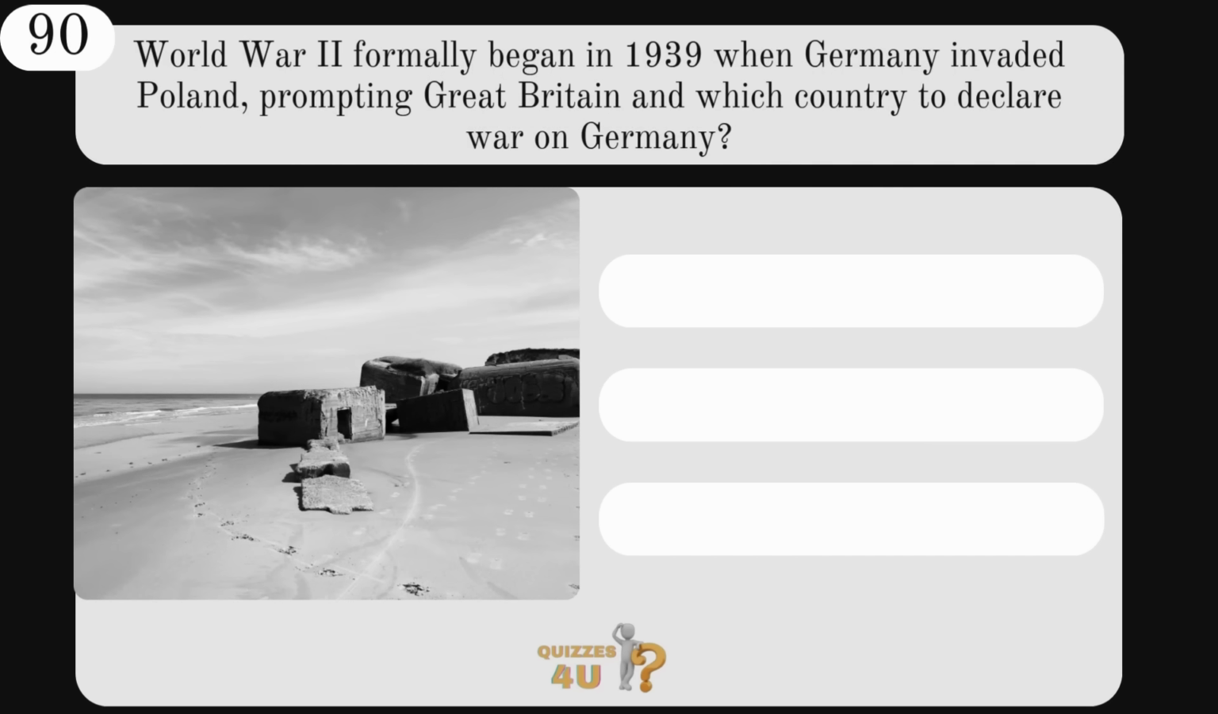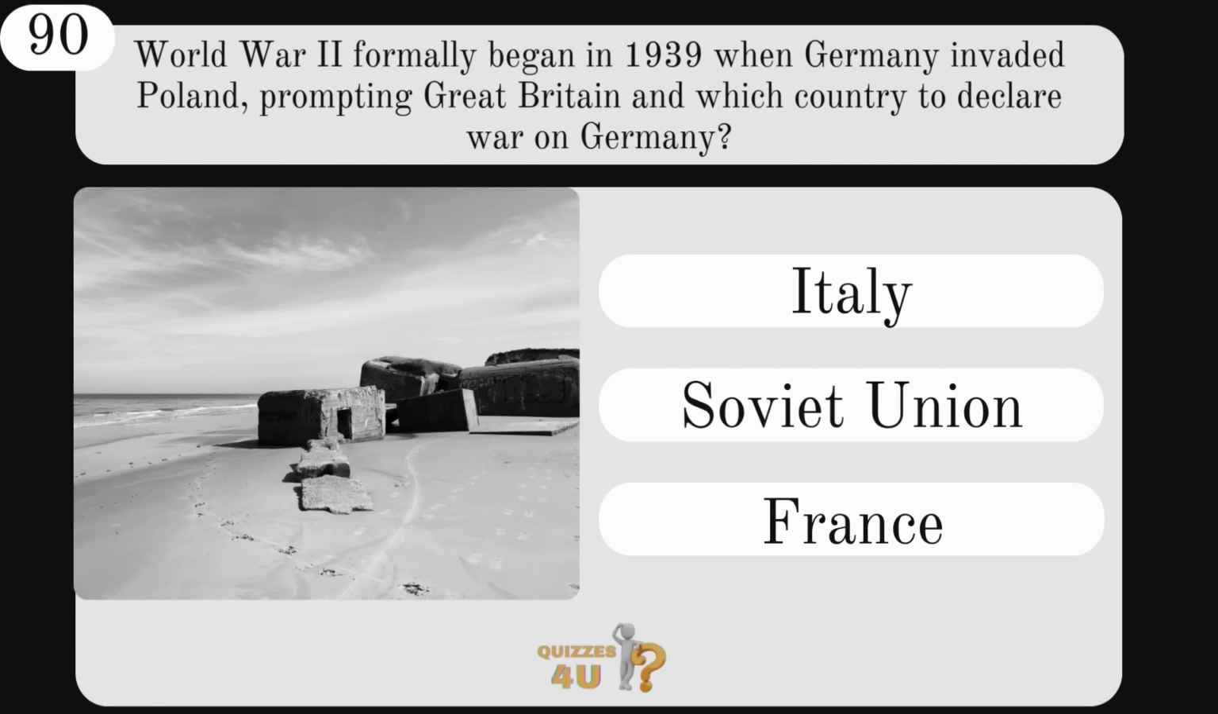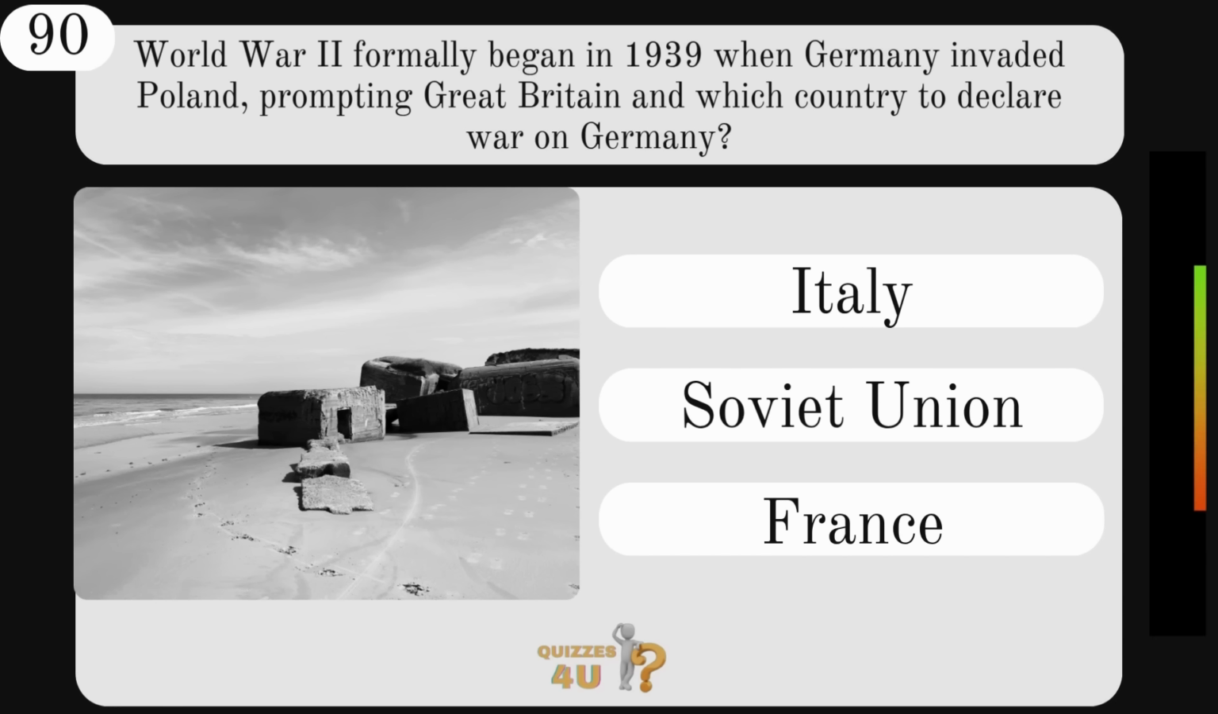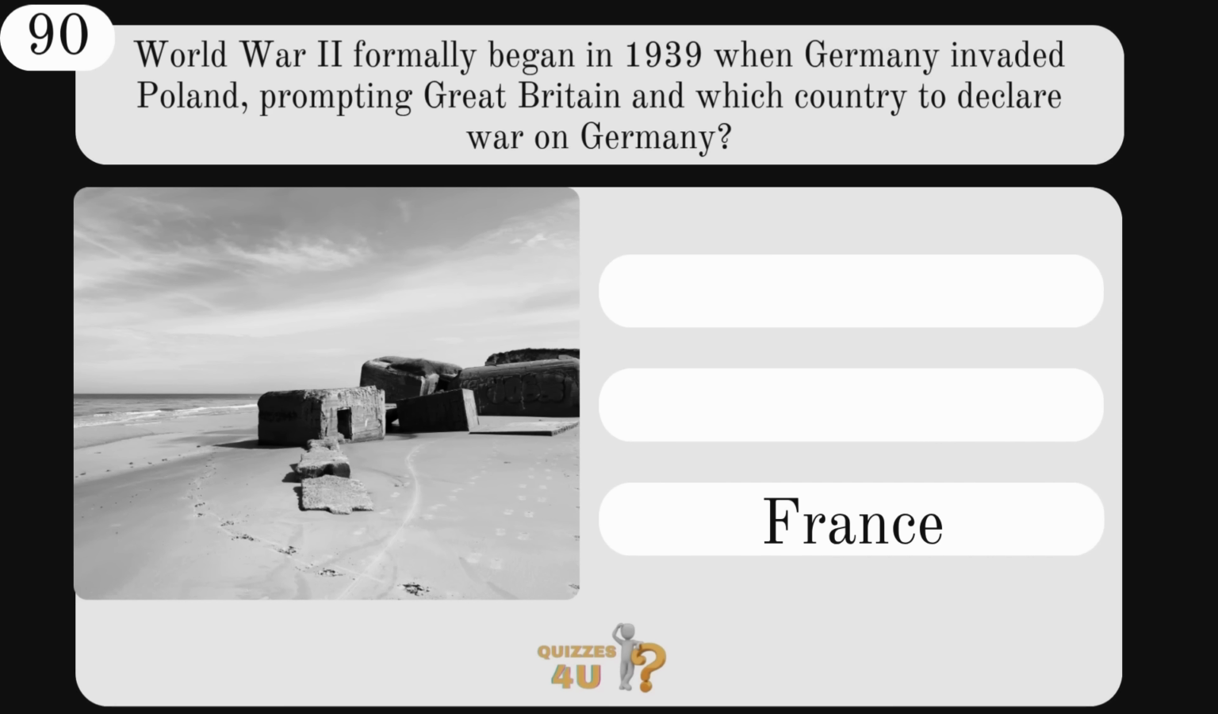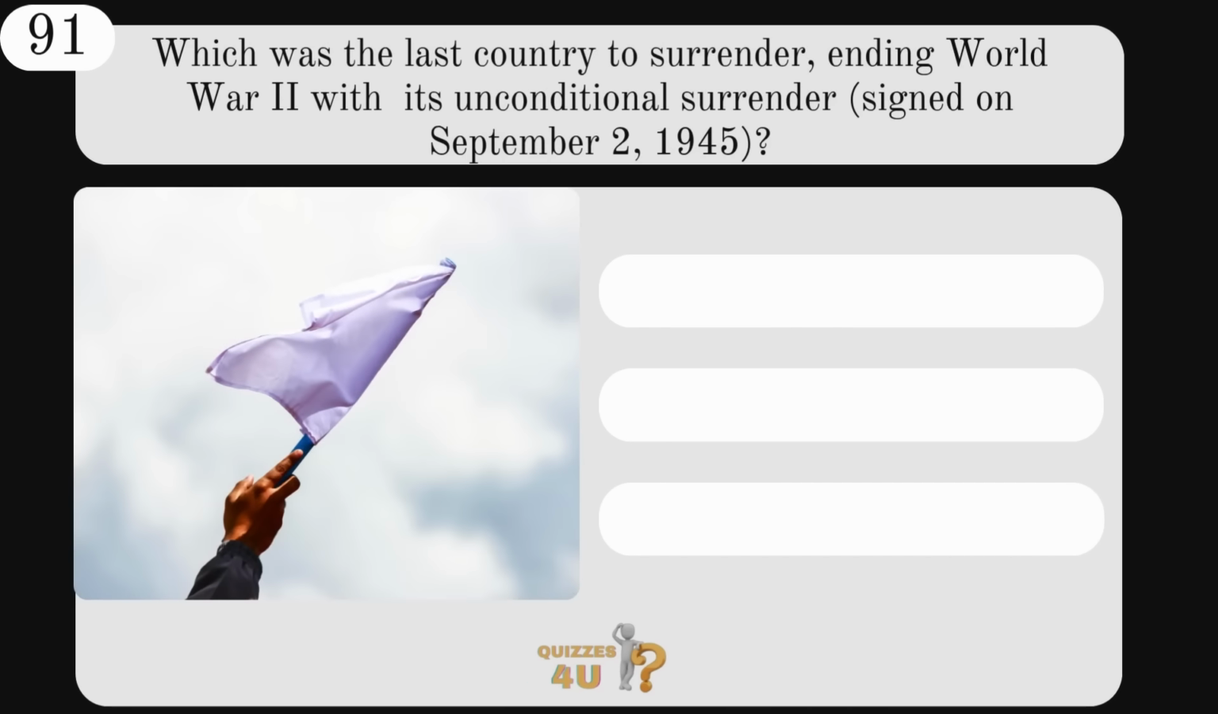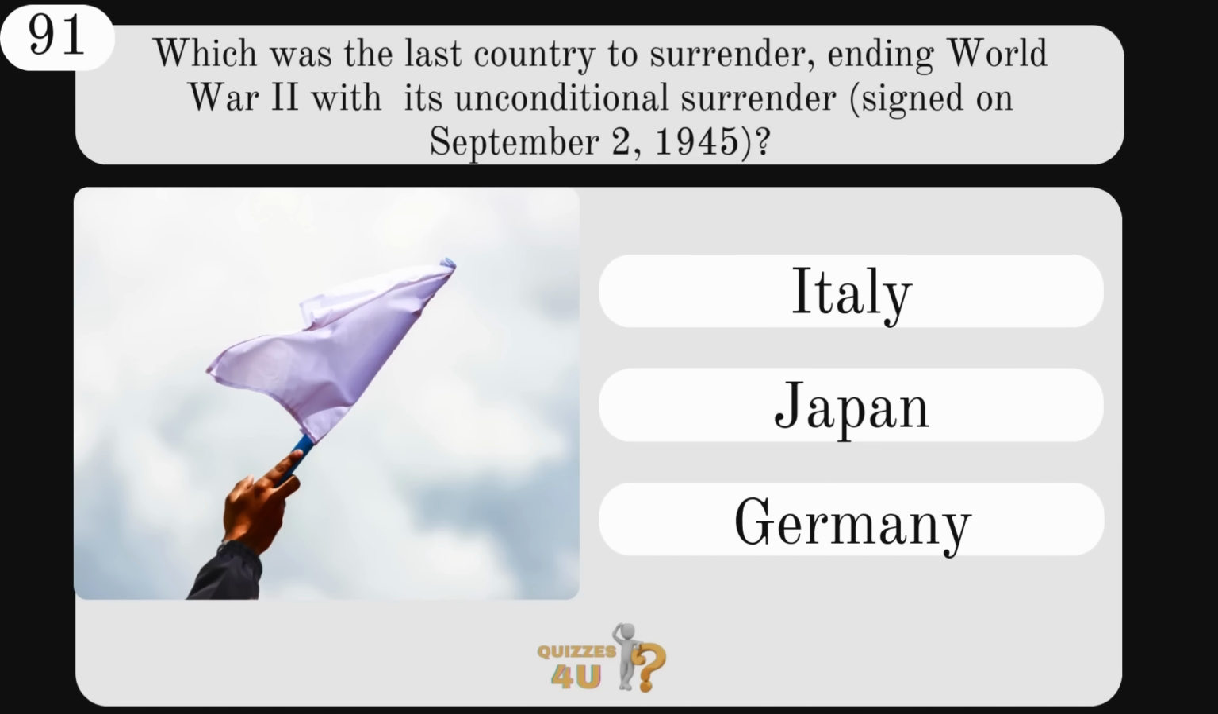World War II formally began in 1939 when Germany invaded Poland, prompting Great Britain and which other country to declare war on Germany? Italy, the Soviet Union, or France? That was France. Which country was the last country to surrender, ending World War II with its unconditional surrender?